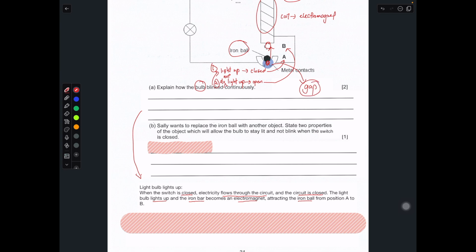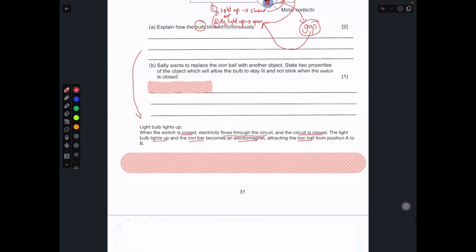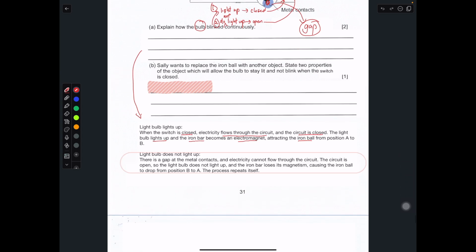You can say there is a gap, but the key explanation that you must say is that it is open. Okay, there's a gap because then the circuit will be open. Okay, so this is the second part. So the light bulb does not light up. There's a gap at the metal contact.